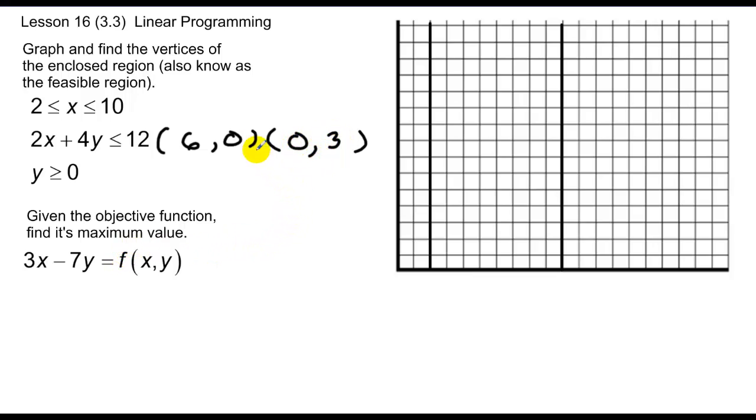So now I have 2 points, and we'll do those in blue, I guess. So let's go over 6, 2, 4, 6, put a dot there, and then 1, 2, 3, put a dot there, and then I'm going to connect those points so that I've got a line. And then we want y is greater than or equal to 0, so that's the horizontal line on the axis, like such, right?